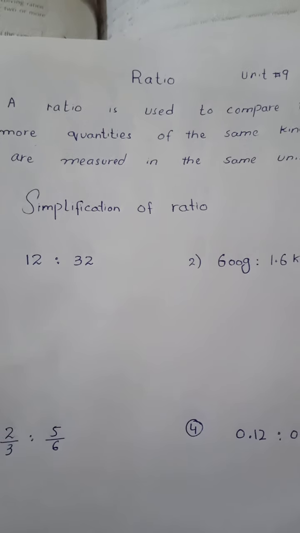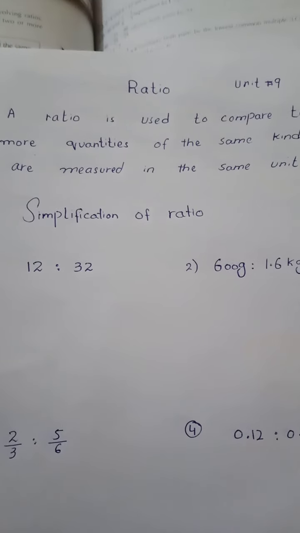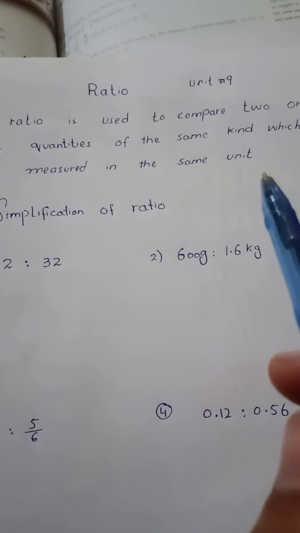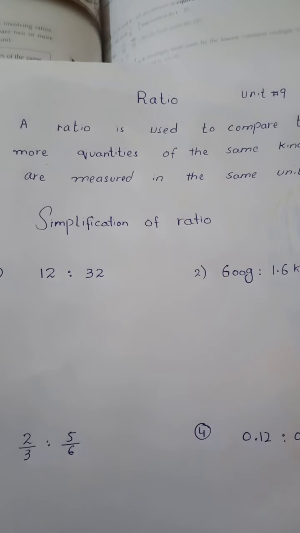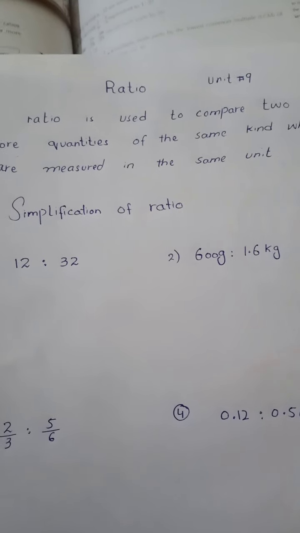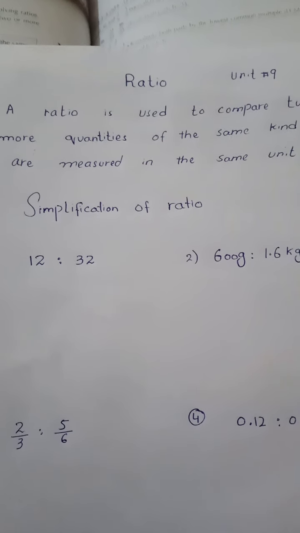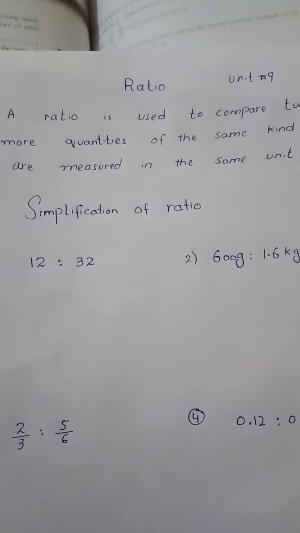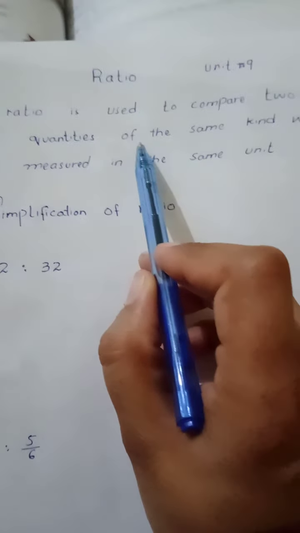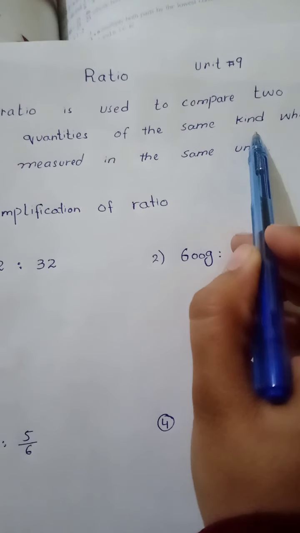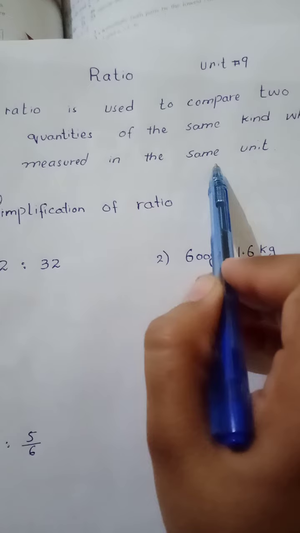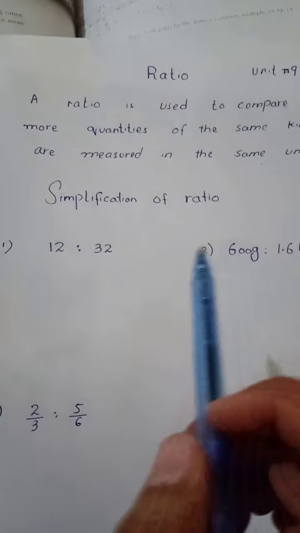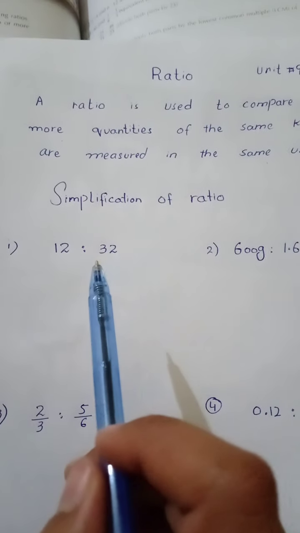A ratio is used to compare two or more quantities of the same kind, which are measured in the same unit. Is it clear? What is ratio? Ratio is simply used to compare two quantities, but the condition is both quantities should be of the same kind, measured in the same unit. Is it clear? Okay, so today I will tell you how we simplify the ratio, simplification of ratio.